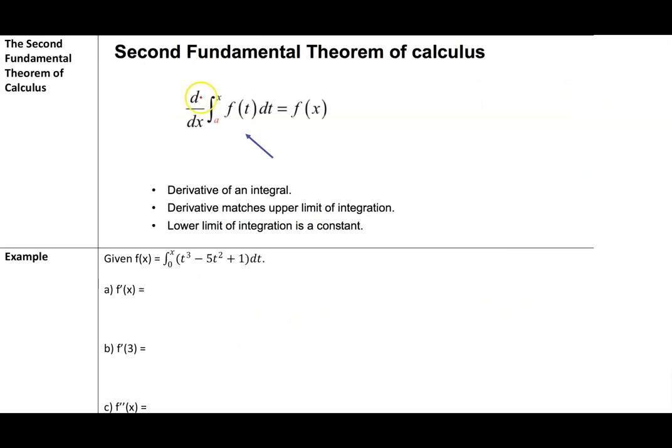The second fundamental theorem of calculus, if there's a first, there has to be a second, is that if we take d dx of the integral from a to x of f of t dt, that's going to equal f of x. All right, so what is this saying? First off, we're taking the derivative of an integral from a constant a to a variable x. Now the derivative matches the upper limit of integration.